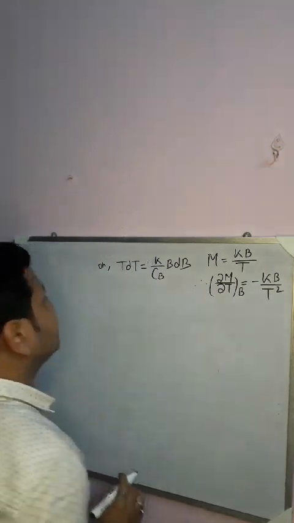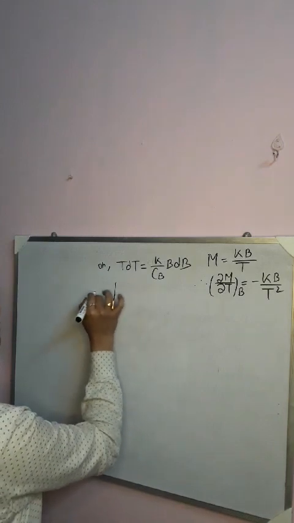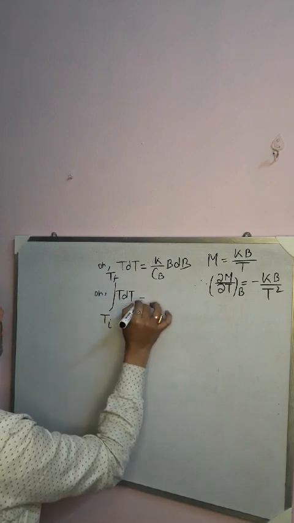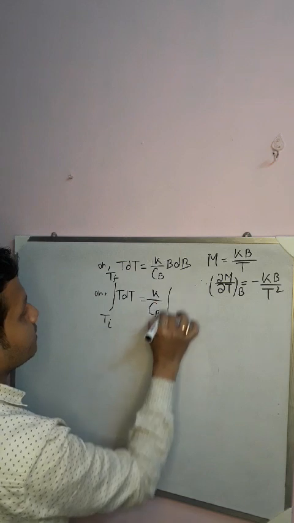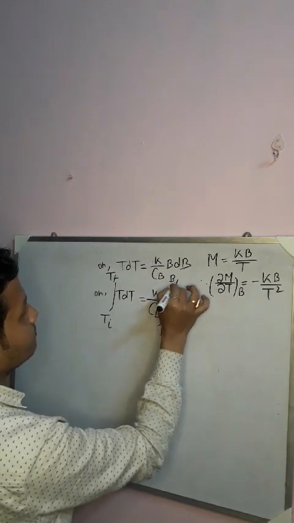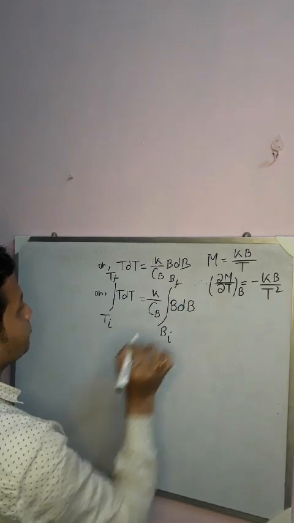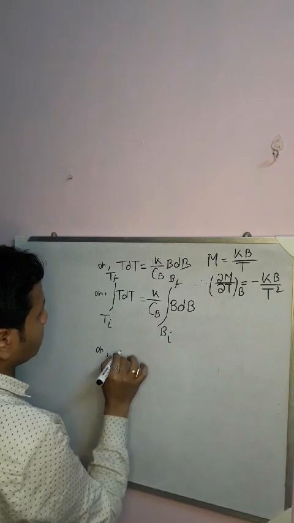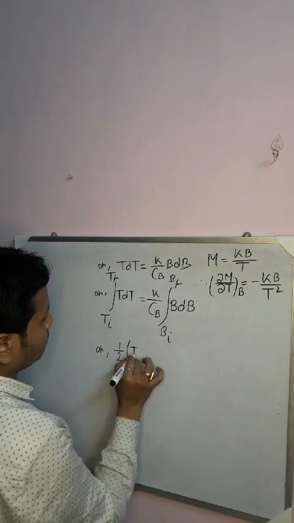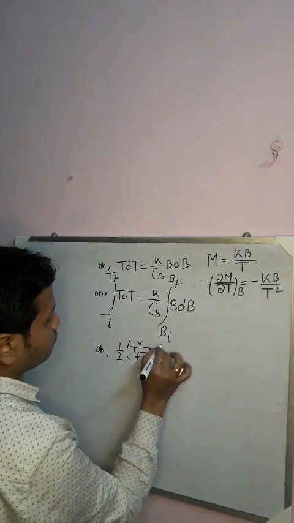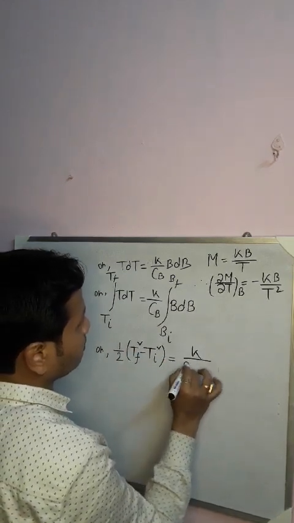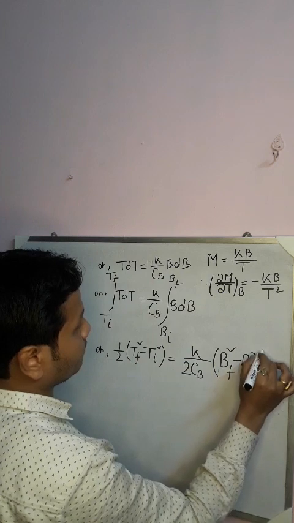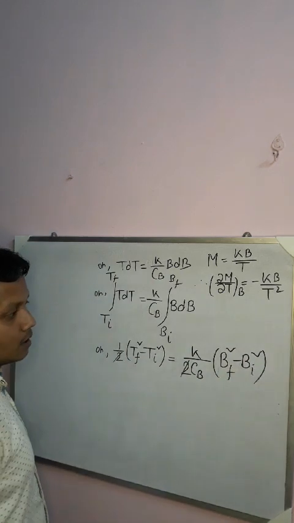Now we have to integrate this within the limits. Initial temperature say Ti, final temperature say Tf, T dT, and here say initial magnetic field Bi and final magnetic field Bf. So we have to integrate this within the initial and final limits. What we get is simply half of Tf square minus Ti square, equals K by 2CB times this, and the 2 cancels.